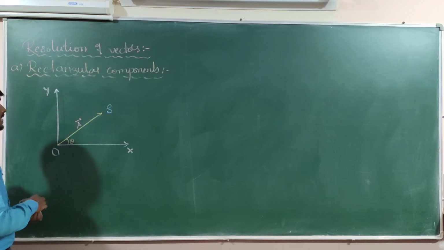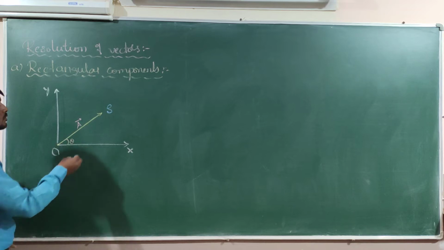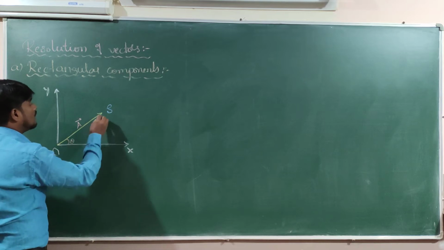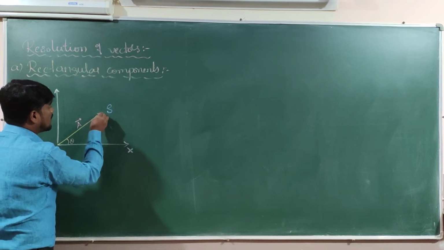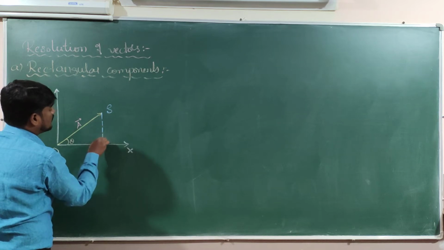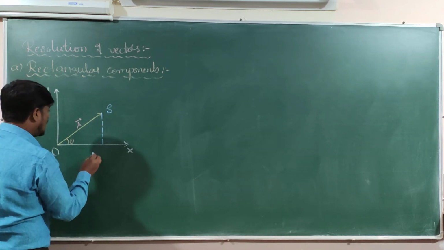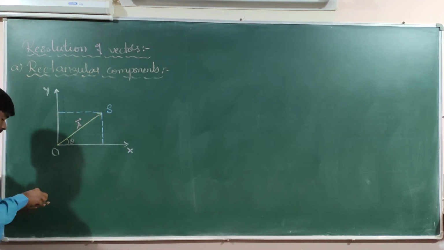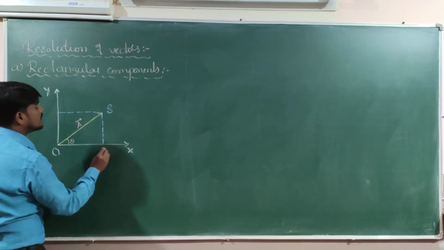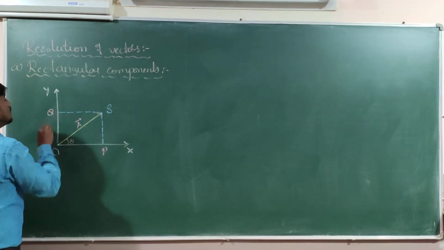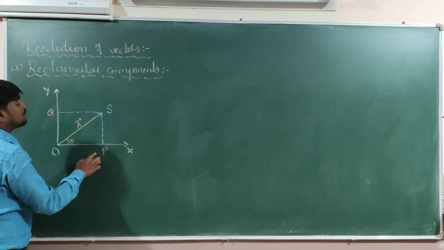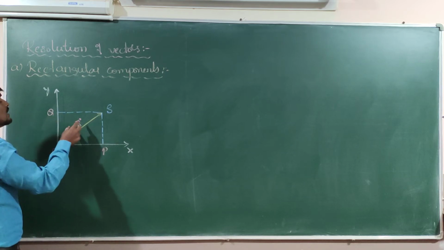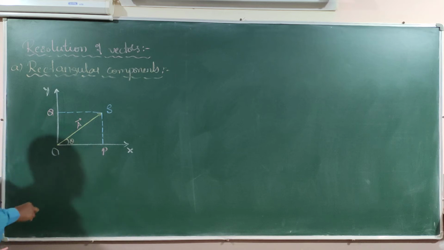After drawing this, let me draw two perpendicular lines to the x-axis as well as the y-axis from the tip of vector A. So now I am drawing two perpendicular lines. It reaches at R. Let's draw a perpendicular line to this one as well. It is reaching at this point. Now I will name these two points. This is called P, this is called Q. OP is the resolved vector of vector A along the x-axis. OQ is the resolved vector of vector A along the y-axis.